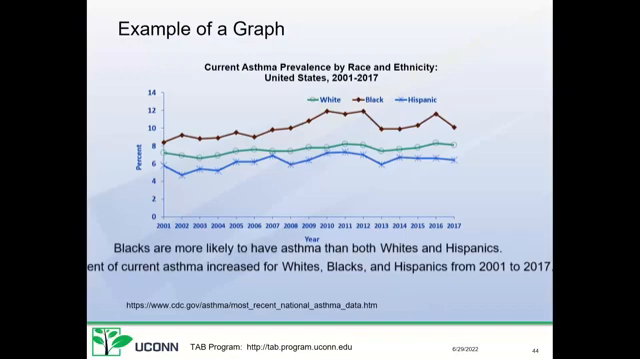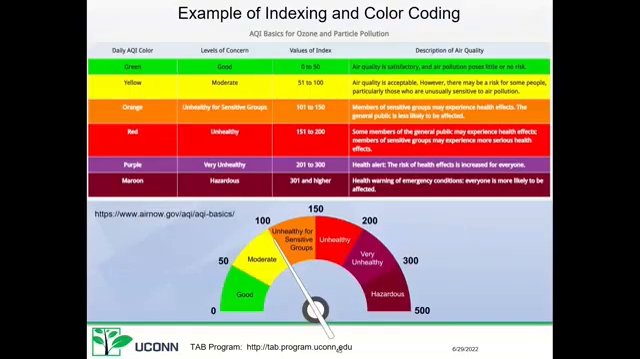This graph, some folks I happen to like graphs, not everybody does, but what's nice about this one is that it compares race and ethnicity over time. So if someone wanted something that was a little more data driven, this would be a good way to show information. This is an example of indexing and color coding.